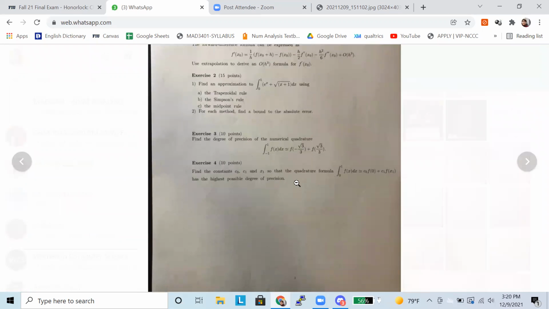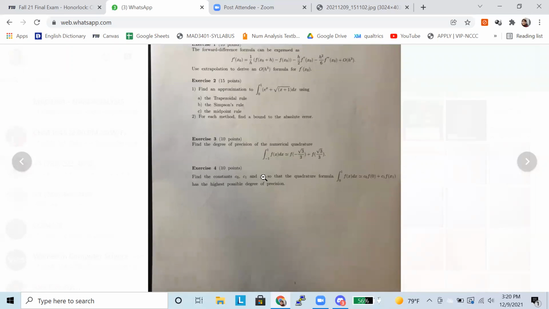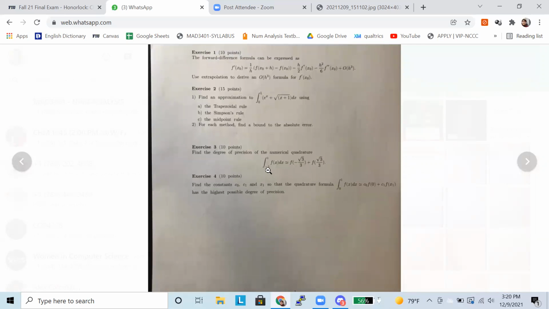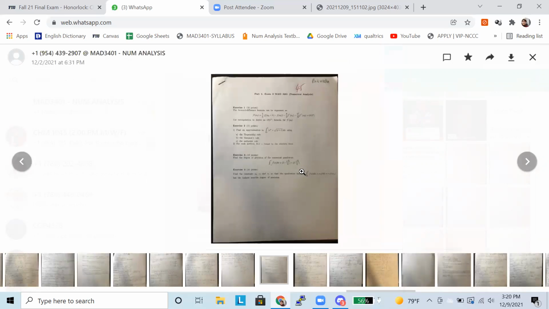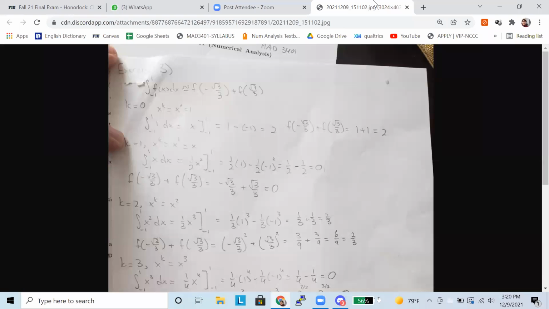It's basically about, okay, find the degree of precision. It's about the quadratures. Those were kind of difficult. Yeah. Okay, so basically it gives you this quadrature thing, and it's from -1 to 1, and you have this, right? And it's finding degree of precision. So basically, like, it's basically K, right? That's all it is.